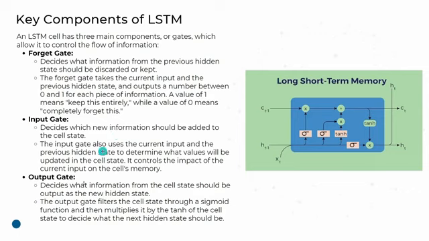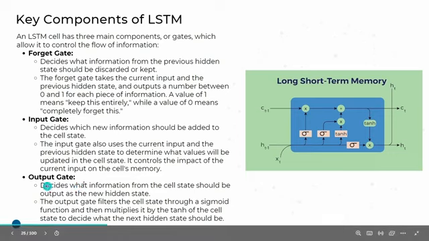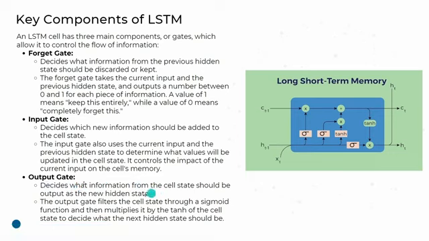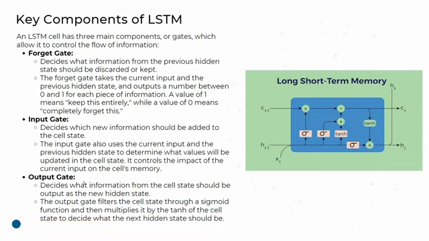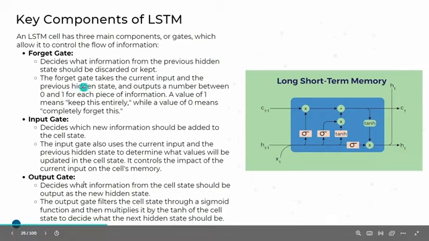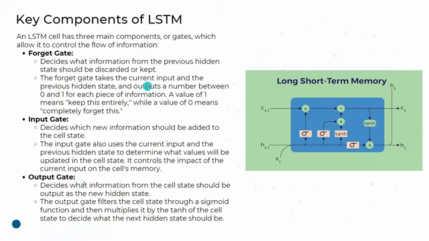The input gate decides which new information should be added to the cell. The output gate decides what information from the cell should be output as the new hidden state. The output gate filters the cell state through a sigmoid function. Sigmoid is a mathematical function that maps the input value between 0 and 1. We have seen the forget gate, input gate and output gate. The main objective over here is what should I remember and what should I forget.